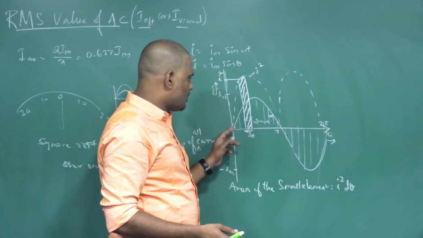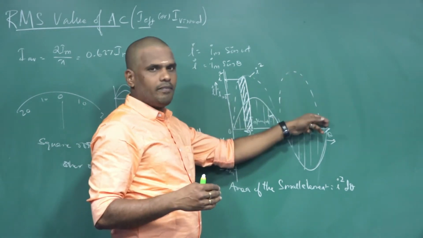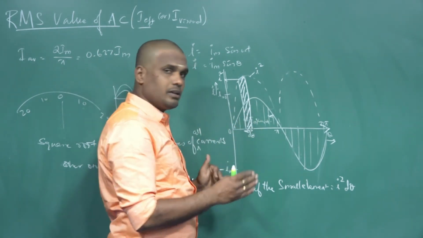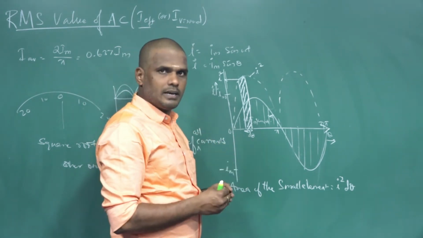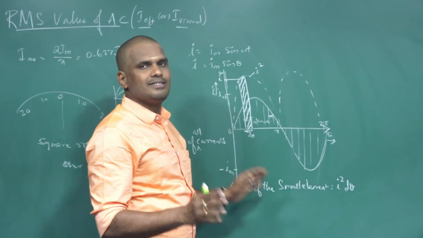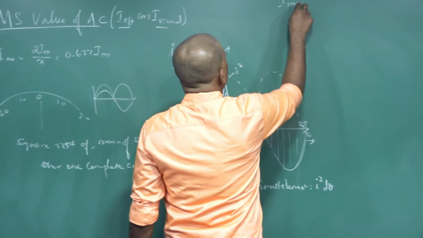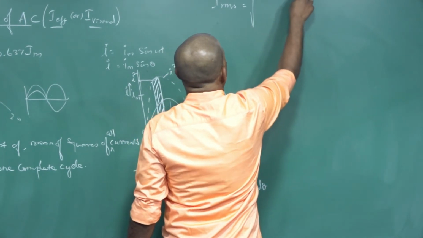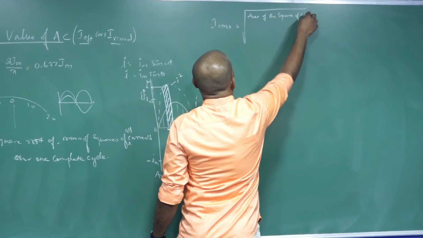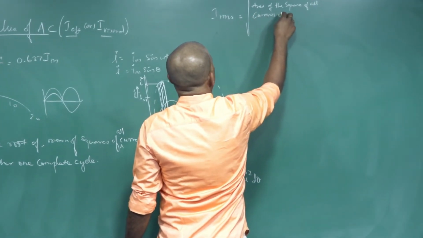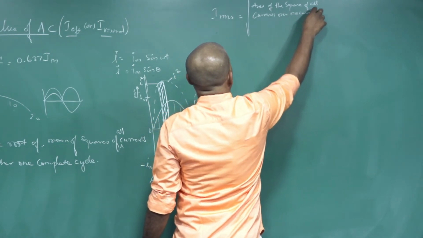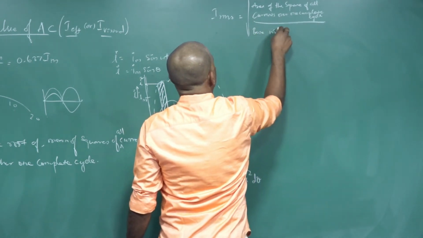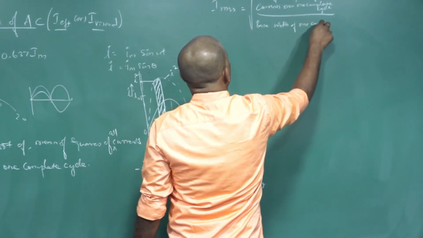If you calculate the total area under the squared current wave over one complete cycle, and divide it by the base of one complete cycle, then you will get the mean of the squares, leading to the RMS value of alternating current. The idea is simple. To calculate the RMS value of alternating current, you must take the square root of the area of the square of all currents over one complete cycle divided by the base width of one complete cycle.